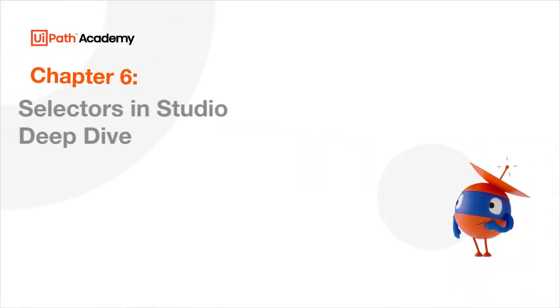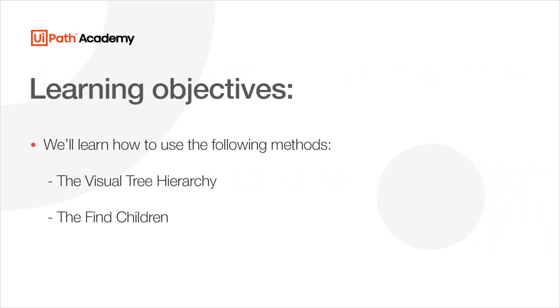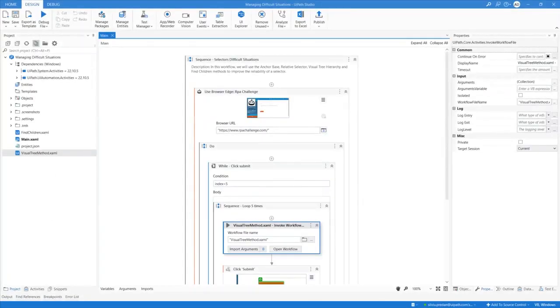Hello, and welcome back. In this demo, we will explore how to enhance selector reliability using the visual tree hierarchy and find children methods in UiPath Studio. Selectors play a crucial role in UiPath Studio, as they need to be specific yet flexible enough to handle dynamic changes in the user interface.